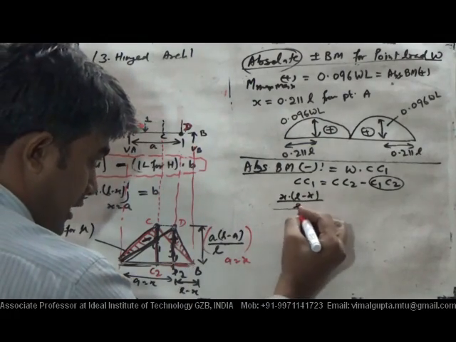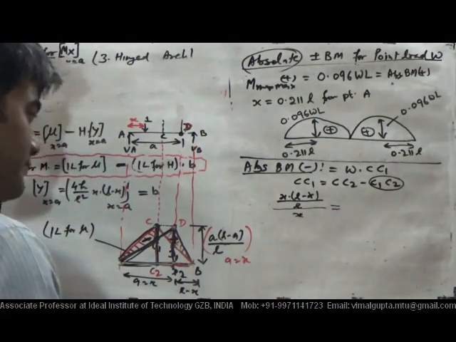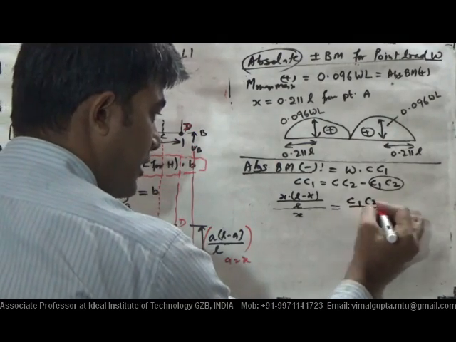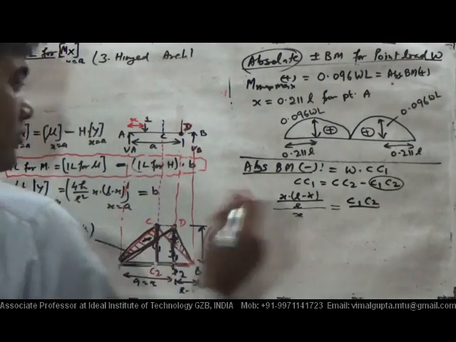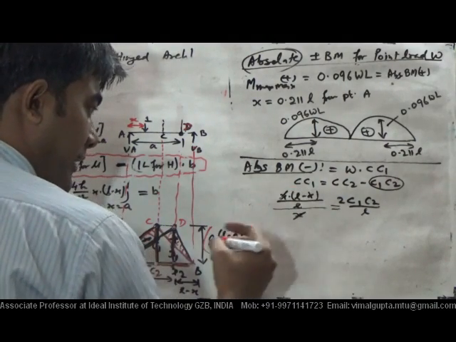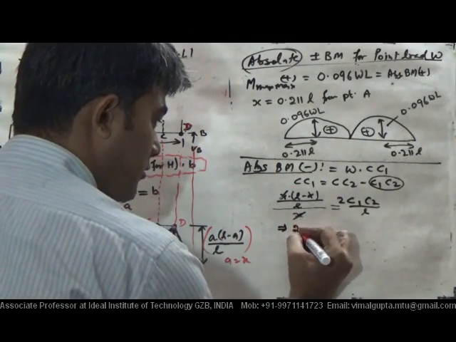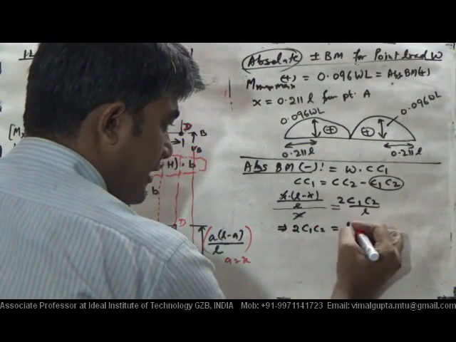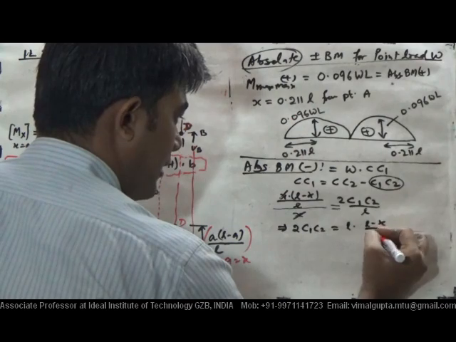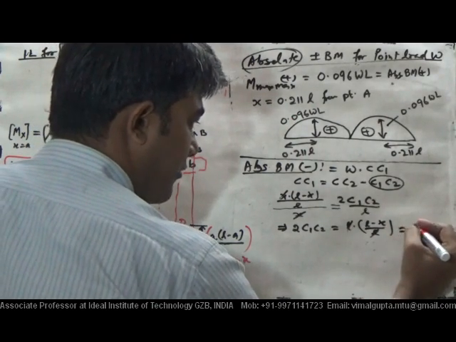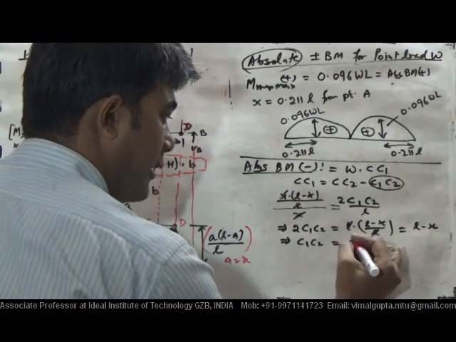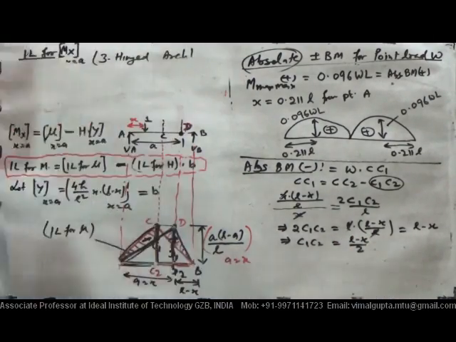Divided by x is equal to this C1C2 divided by this distance. How much is that? L by 2. So L and 2 will be here. So this x will be cancelled out. Therefore, the value of 2C1C2 will be L times, and how much is that value? (L minus x) divided by L. So L will also be cancelled out, and it will be simply L minus x. Therefore, C1C2 will be (L minus x) by 2. Okay, is it correct? Let me check.